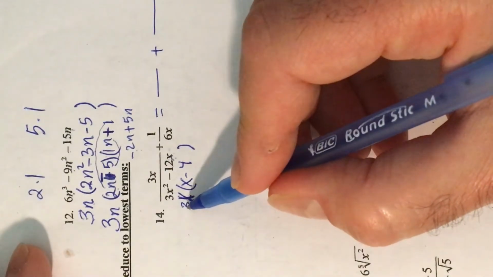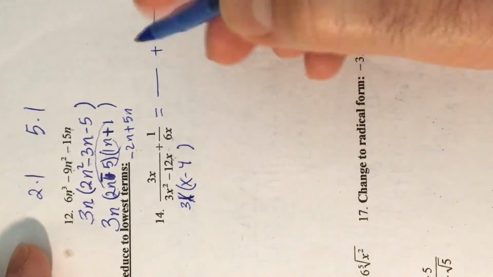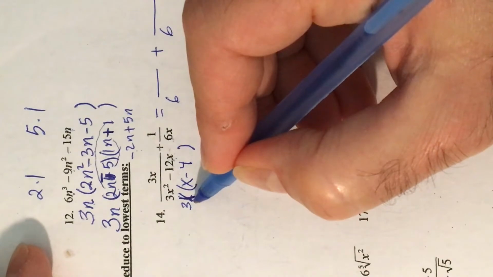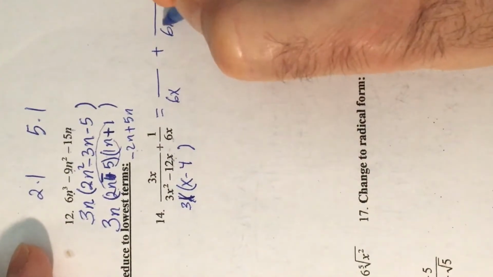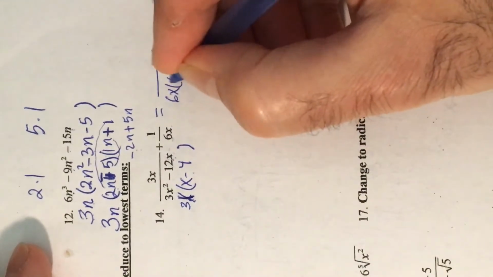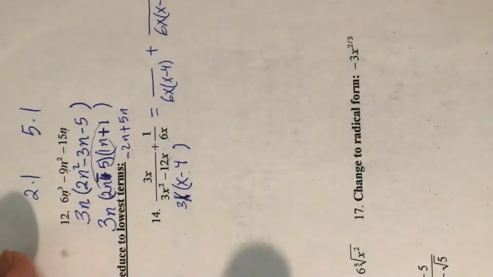We'll look at it between 3 and 6. What's the LCD? 6. So I got to have a 6. I have an x here, and I have an x here, so I should have an x. And I have an x minus 4 here. I don't have it over here, so I should have an x minus 4. So that covers all my denominators.